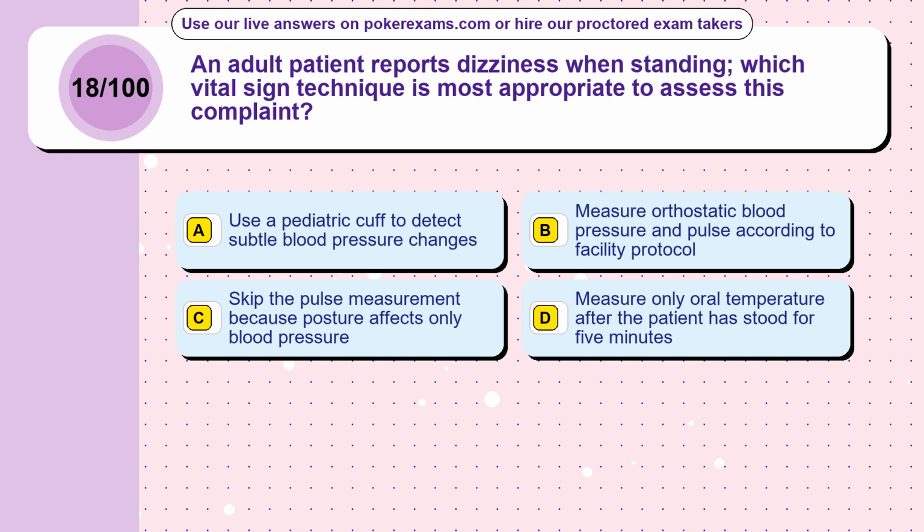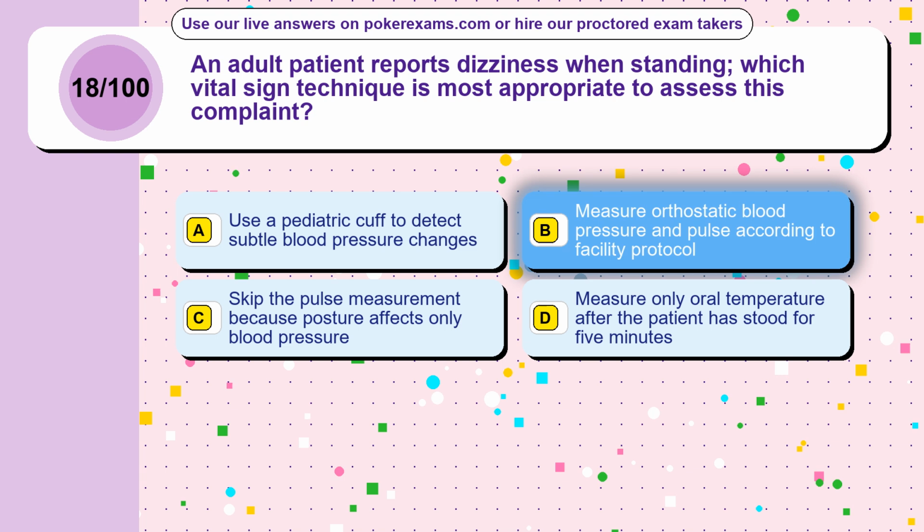Question 18. An adult patient reports dizziness when standing. Which vital sign technique is most appropriate to assess this complaint? Option A, use a pediatric cuff to detect subtle blood pressure changes. Option B, measure orthostatic blood pressure and pulse according to facility protocol. Option C, skip the pulse measurement because posture affects only blood pressure. Option D, measure only oral temperature after the patient has stood for 5 minutes.